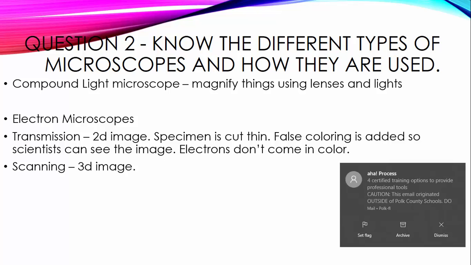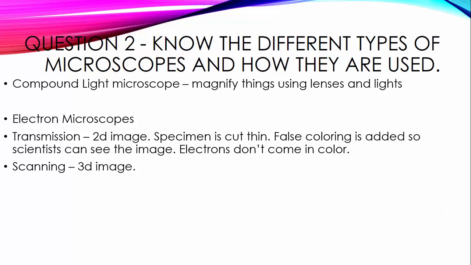But anyway, scanning will give you a 3D image of the specimen. They don't have to be cut very thin. In transmission, you're going to get a 2D image, and that's because the specimen has been cut very thin. And the reason electron microscopes are black and white is because electrons don't come in color.